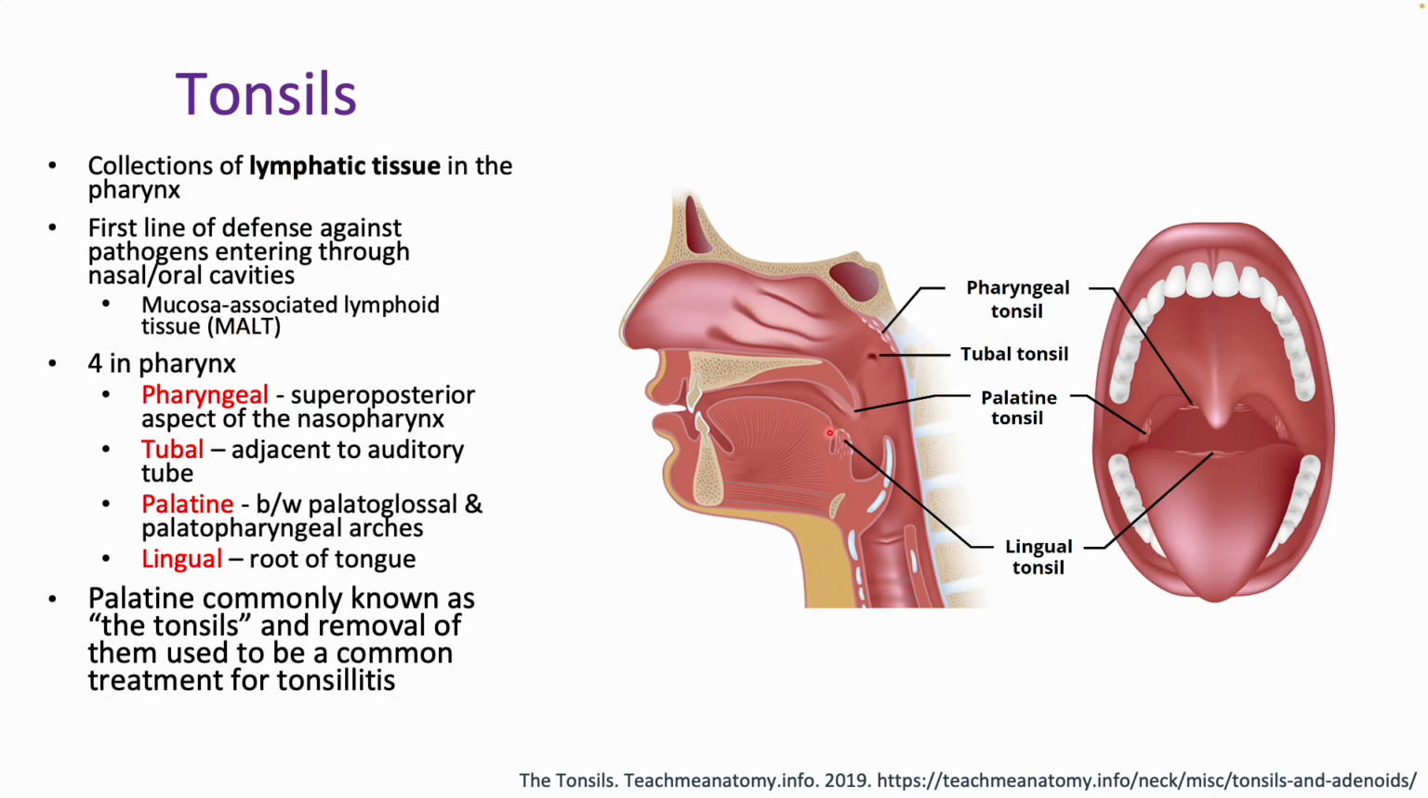They're a lymphoid tissue just inside the mucosa of areas like this. And in the pharynx, which we'll look at in a second, in this region of your neck, we're going to have four.